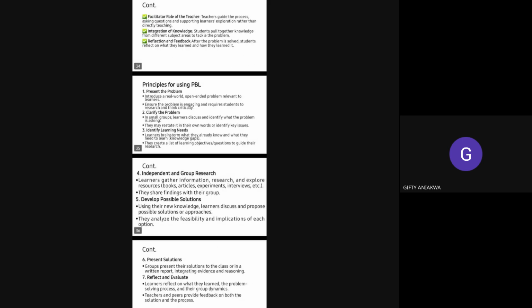Probably whilst I was learning my parts, I read something about your part. So if you are saying this and then they did what I can help. So it improves independence and group research. And then it helps learners to develop possible solutions.